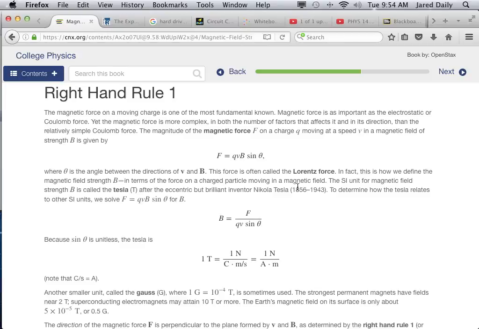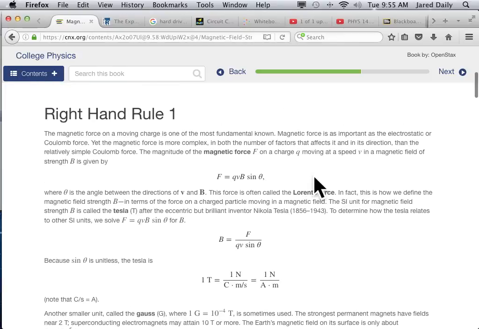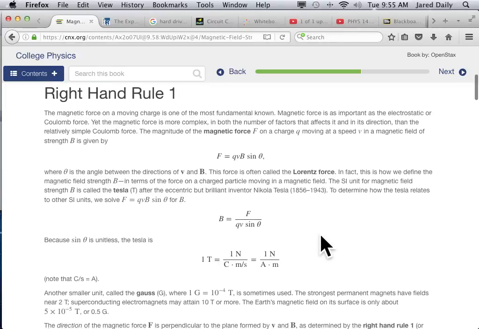Right-hand rule number 1 has to do with how magnetic fields affect electric charges. And this is going to take us to a law called Faraday's law. Is this Faraday's law? No, this is Lorentz's law, the Lorentz force. This is named for a guy, again, named Lorentz. And this equation: force equals Q times V times B times sine theta, where Q is the charge, V is the velocity of the charge, B is the magnetic field, and theta is the angle between the magnetic field and the velocity of the particle.